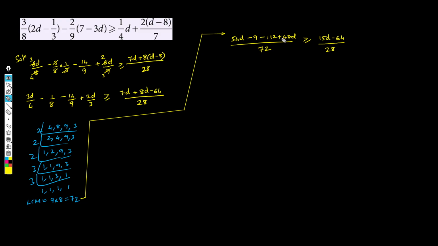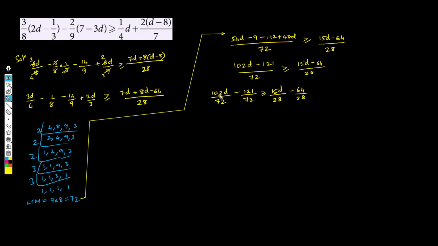What is 54d plus 48d? That would be 102d minus 9 minus 112 will give me minus 121 divided by 72 greater than or equal to 15d minus 64 by 28. I'm going to separate all the d terms on one side and the numbers or the fractions on the other. Therefore, 102d by 72 minus 121 by 72 will be greater than or equal to 15d by 28 minus 64 by 28.